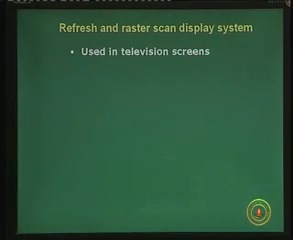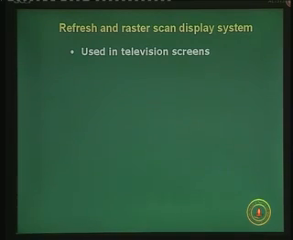Now, we come back to today's lecture, which is the third category of the display system called the refresh and raster scan display system. You can call it a refresh raster or a refresh scan or a raster scan. It is different from the calligraphic or the random scan display system, and we will find out in what way it differs. Let us look at the screen. The first point is that the refresh and the raster scan display system is typically the most common standard used in modern display systems as well as in modern television screens.